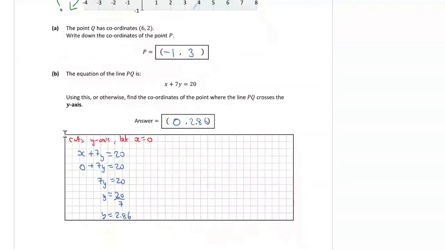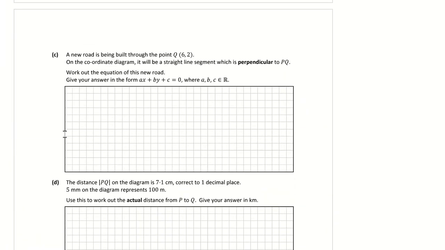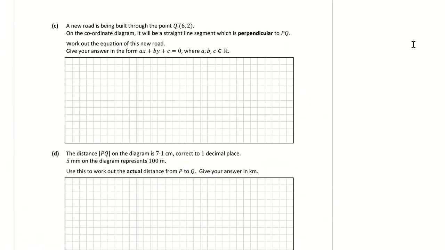Looking now at part C to that question. A new road is built through the point Q, 6, 2, on the coordinate diagram. It will be a straight line segment which is perpendicular to PQ. Just remember what perpendicular means. It means that it's going to create a 90 degree angle at those lines. So these two lines are perpendicular because they create 90 degree angles. Work out the equation of the new road. Give your answer in the form ax plus by plus c equals 0.